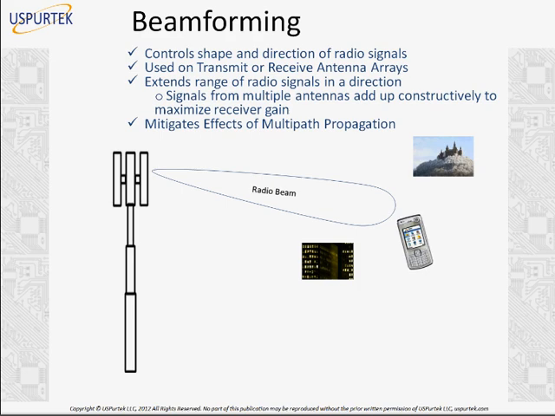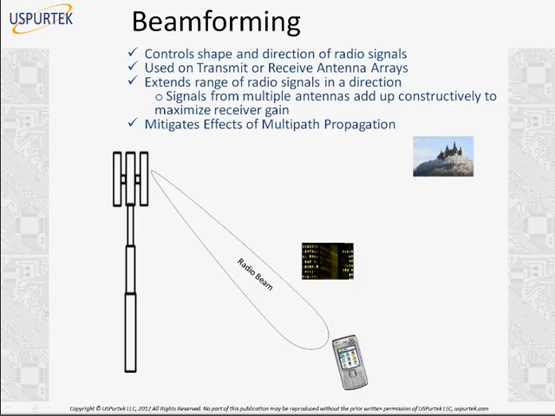Well, we can use it on both transmit or receive antenna arrays, extends range of radio signals in a direction, and signals from multiple antennas add up constructively to maximize receiver gain. And in addition, it also mitigates effects of multipath propagation, because now we are focusing our RF energy in one direction, one preferred direction. So that will mitigate multipath propagation, because we know in this path there are no obstacles. We will focus on that. Okay. So this is just a demonstration that the beam goes where the user population goes.